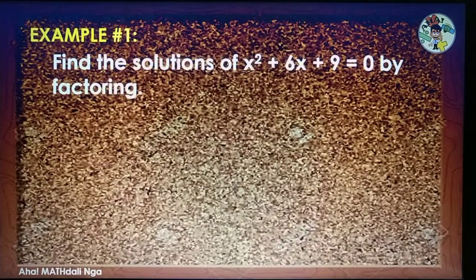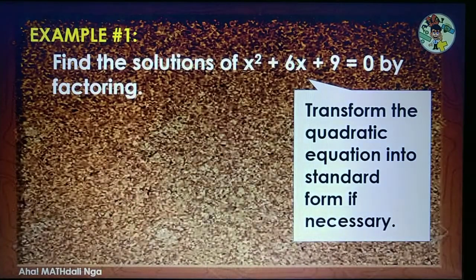Find the solutions of x squared plus 6x plus 9 equals 0 by factoring. Let's follow the steps that I have showed you a while ago. Step 1. Transform the quadratic equation into standard form if necessary. Since the given quadratic equation, x squared plus 6x plus 9 equals 0, is already written in standard form, we will proceed to the next step.